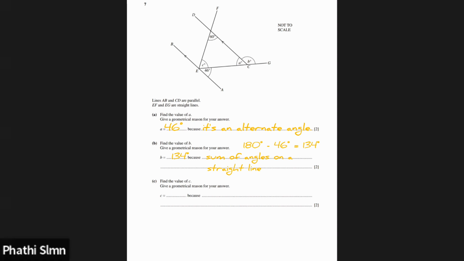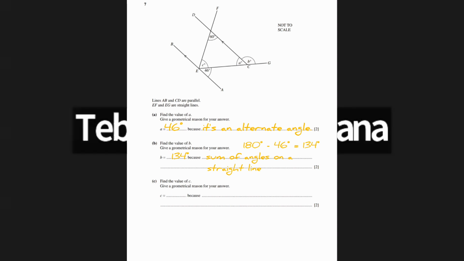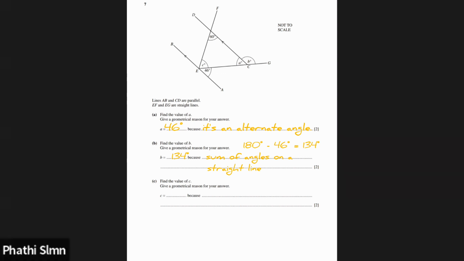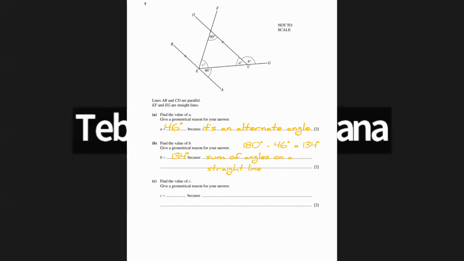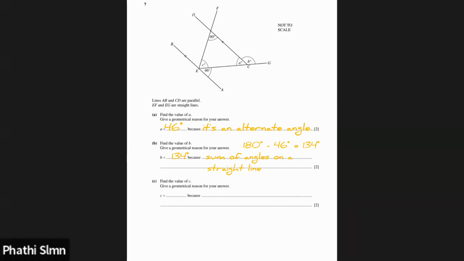Should we move on? Okay, now how are we going to find angle C? It's a straight angle, with which angles? It's an acute angle, yes it is. But now, how are we going to find that C?